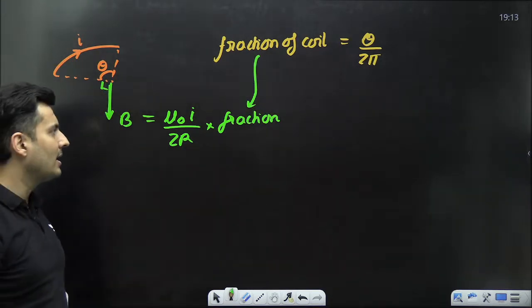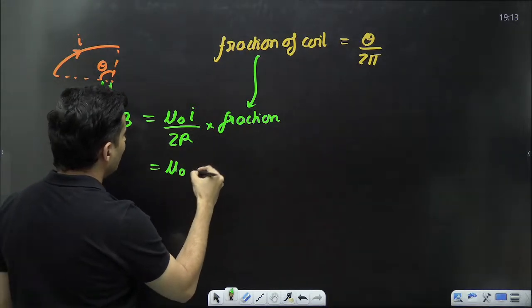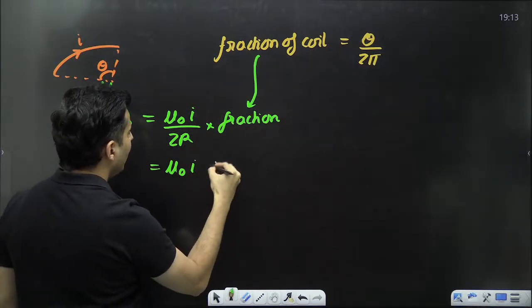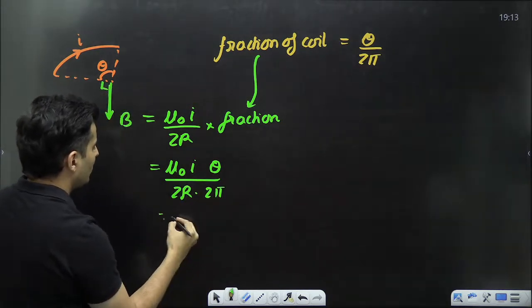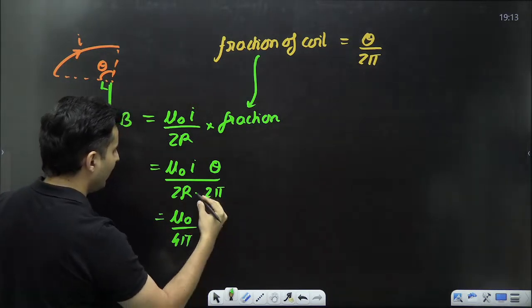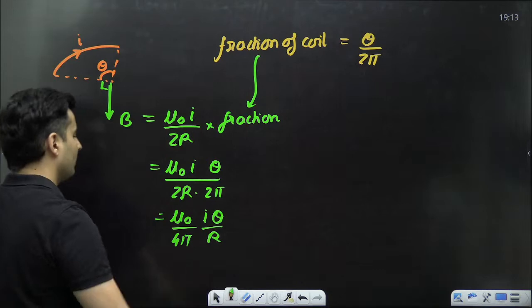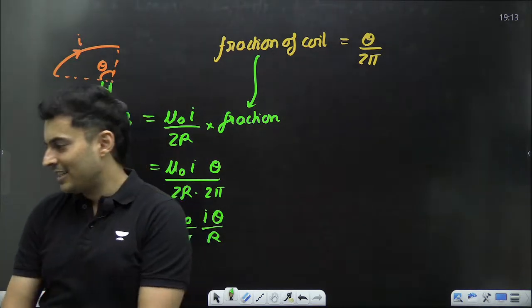That's it. That is the answer. So if you want, you can just rewrite it as mu naught I theta by 2r into 2 pi. So you can also write it as mu naught by 4 pi I theta divided by r. That's all. So that becomes the formula if it is not a complete circle, if it is an arc.